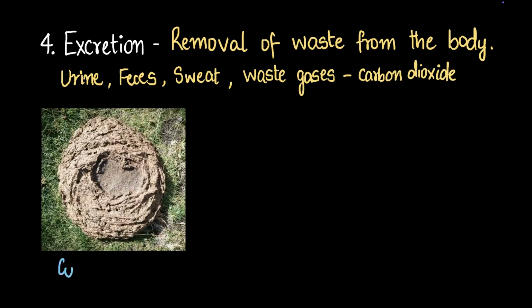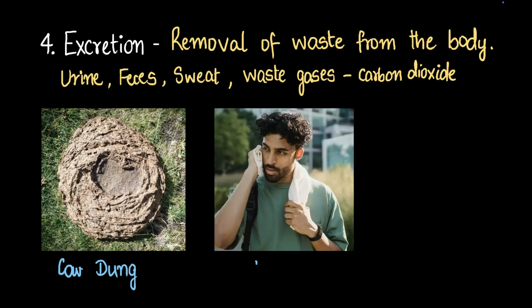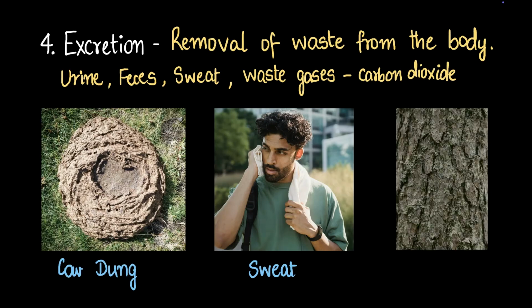Okay, so here's a picture of cow dung, the waste from a cow, which has been expelled out. And here's a man who is sweating. Wait a minute. I've talked about excretion only from animals. Do plants also excrete things? Yes, they do. The tree bark is an interesting way by which plants can excrete out waste. All the waste is sent to the tree bark, and then the tree bark can slowly fall off and all the waste goes out of the body. Okay, so that was excretion in plants and animals.